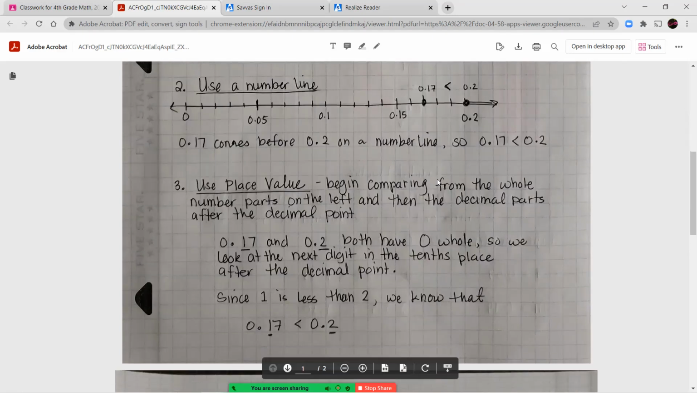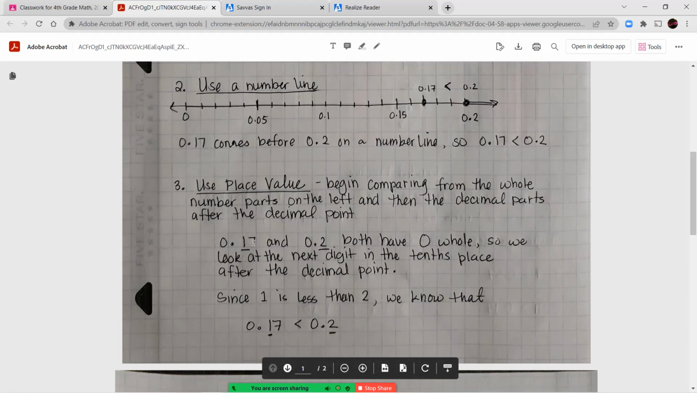Or we could use place value. So begin comparing from the whole number parts on the left and then the decimal parts after the decimal point. So 0.17 and 0.2 both have a 0 in the whole number section, so we can ignore that. And then we have our decimal point, and then we have our next digit after that. So the first digit after that is going to be the 10th place. So here I have a 1 in the 10th place, and here I have a 2 in the 10th place. Immediately I can stop. Since this is bigger, anything that comes after it is going to have less value because it's a smaller place value digit. So these, think of these, remember, as 10 rods, and these are little individual ones.